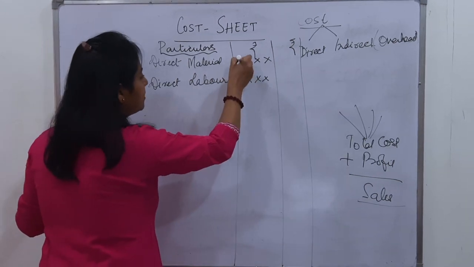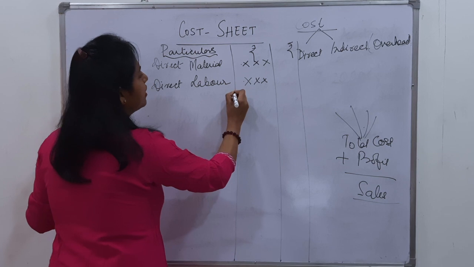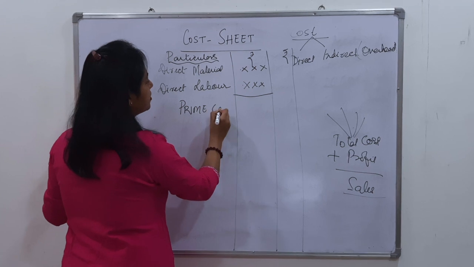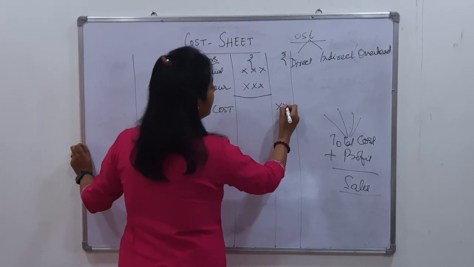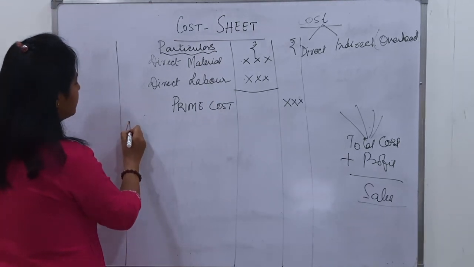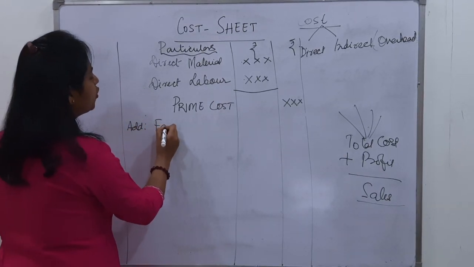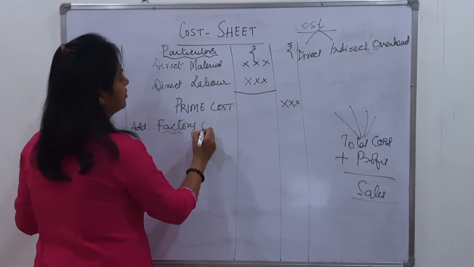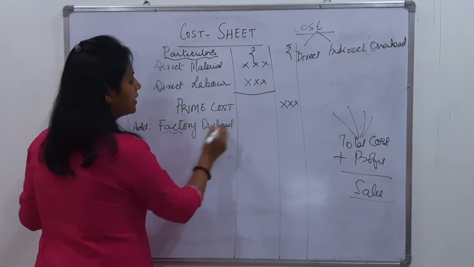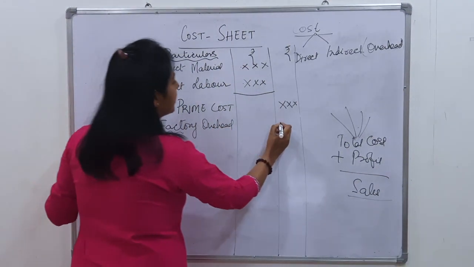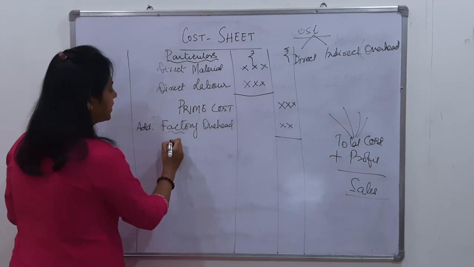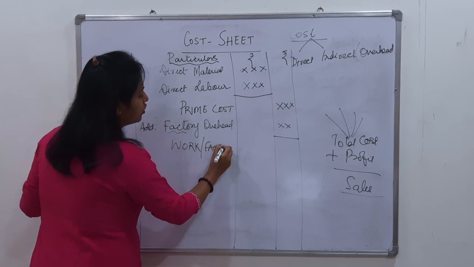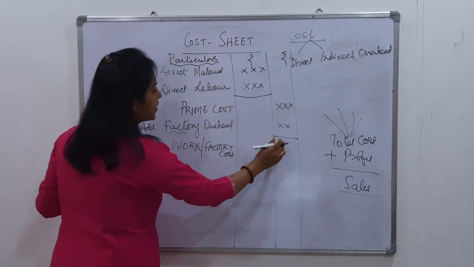Then we add the direct material and direct labor. What we get is known as prime cost. Prime cost is the sum of all the direct cost, and we write it in the outer column. With prime cost we add factory overhead. Remember, the word overhead means indirect expenses, and here it is related to the factory. So whatever indirect expenses are incurred in the factory, I add that. With this, I get works cost. This is called works cost or factory cost. So I write it here.